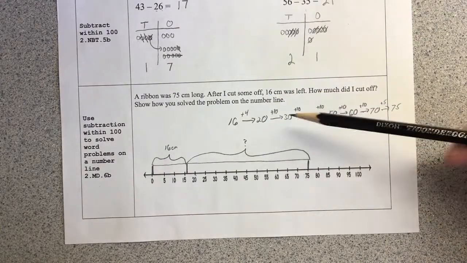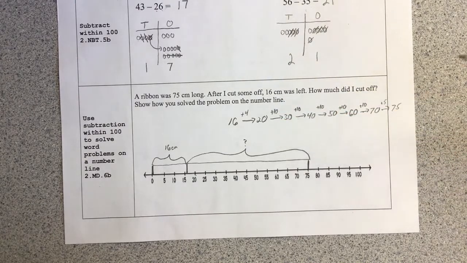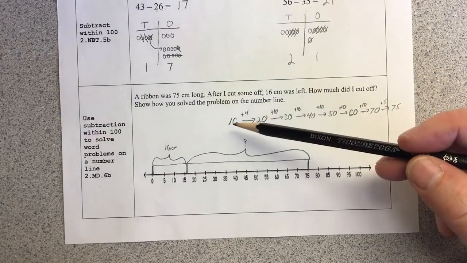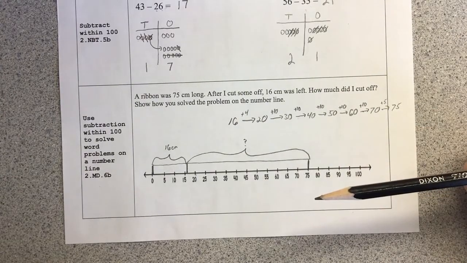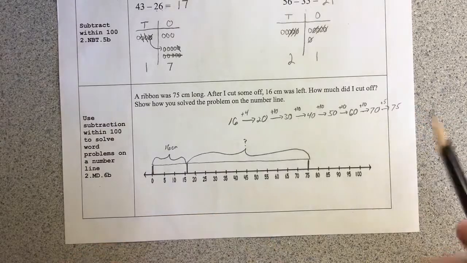Yours may look different. You may have made jumps of 20 or 30 or 40 or maybe even 50. This is just one path. The most important thing is you have to get from the 16 to the 75 if you're using this method, okay? So again, now I just need to add up the pieces.